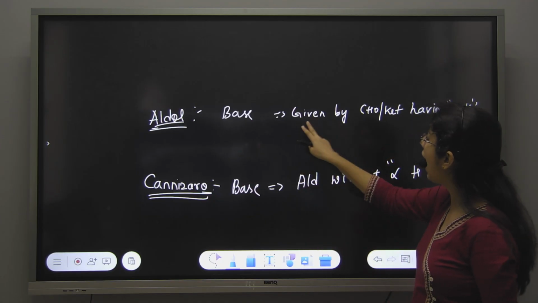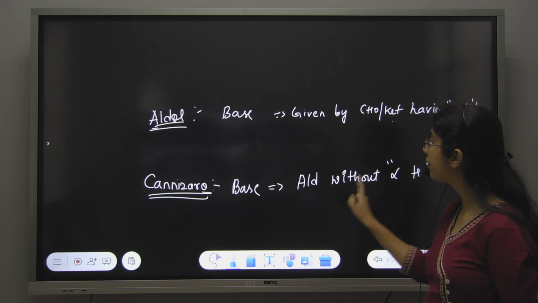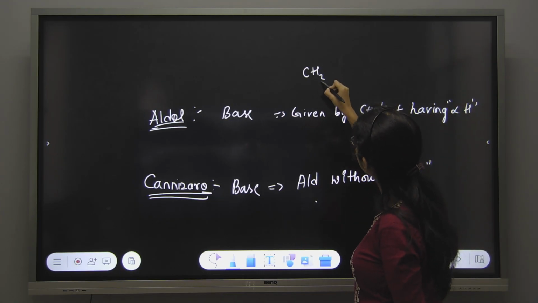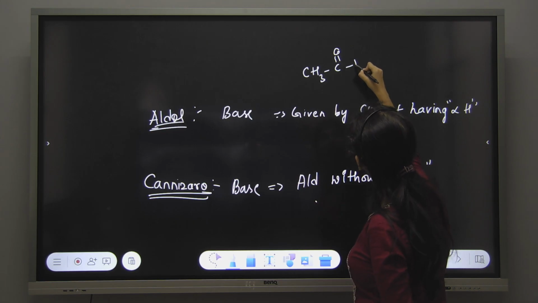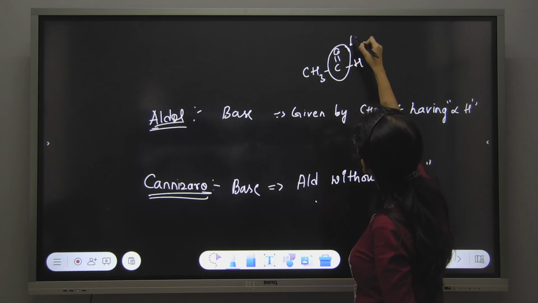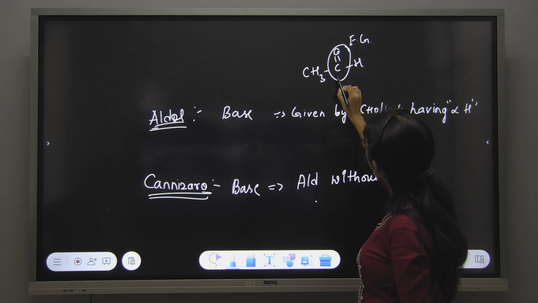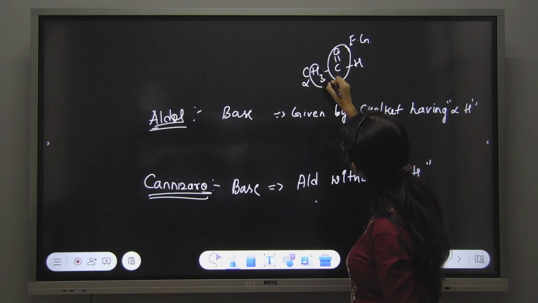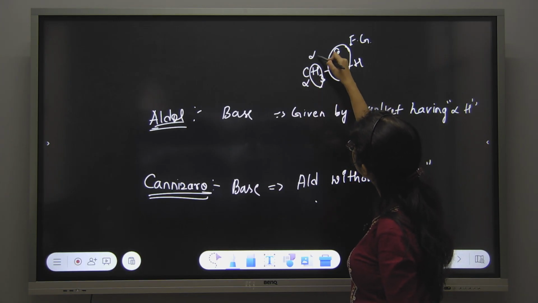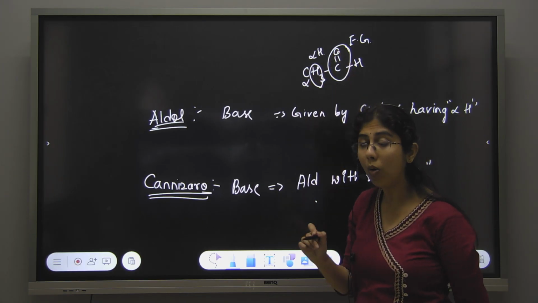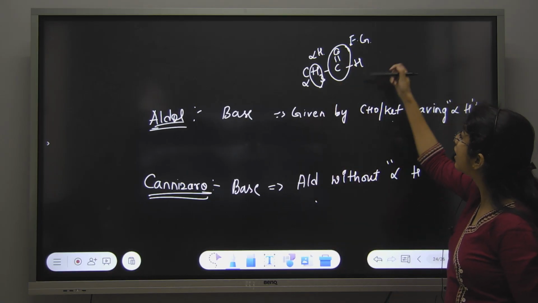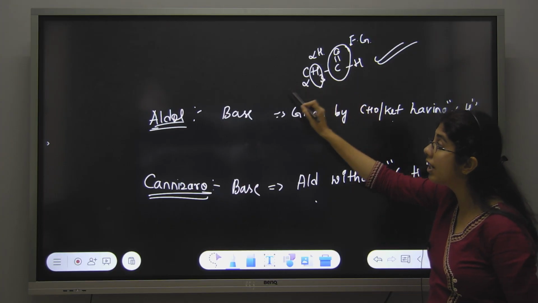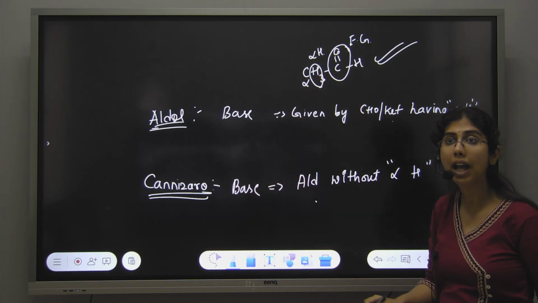Which reaction does who give? Aldehyde or ketone with alpha hydrogen, aldehyde without alpha. Now what is alpha hydrogen? If I take an aldehyde like this, this is our functional group. Okay, the next carbon to the functional group is the alpha carbon, and the hydrogens attached to this alpha carbon are alpha hydrogens. Now I can say that this aldehyde has alpha hydrogen. So if it has alpha hydrogen, it can give aldol.